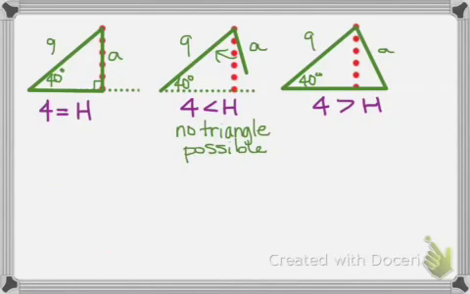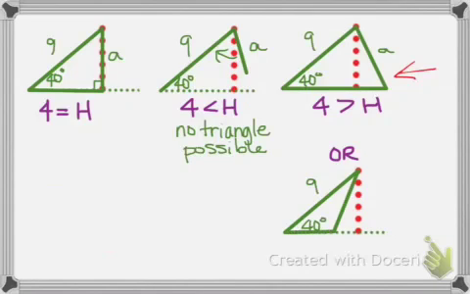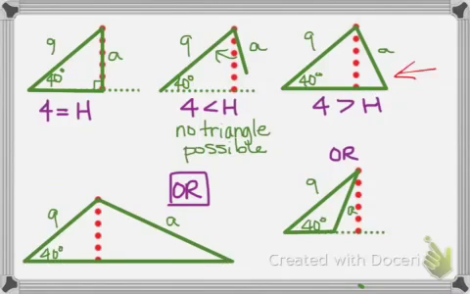So if that side A is bigger than your height, then you have a triangle that looks like this one, or a triangle that looks like this one, because A can be longer than your height. It can be to the left or to the right of your height. But there's still one other case, and that is if your A is longer than your initial side.